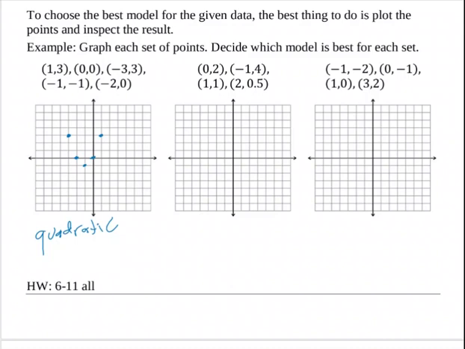Okay? The second one, again: (0, 2), and then (-1, 4), and then (1, 1), and then (2, 0.5), which is like 1/2, so halfway up there. So yeah, we see the curve here. Now, lines are not curved, so I would probably not go with a line. But could I fit a parabola to this, or is this more like exponential?